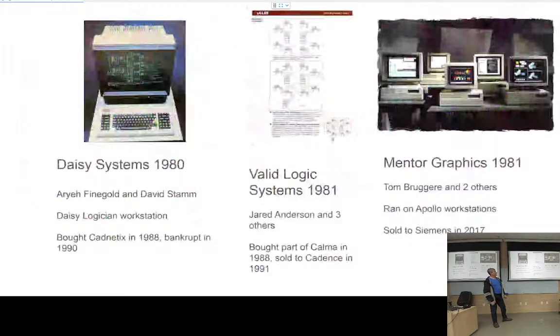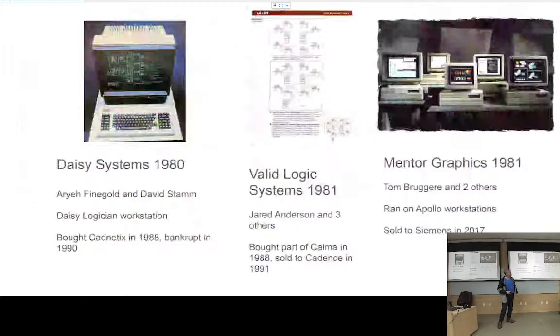Okay, so new companies came out to exploit this new way of designing chips, with Conway. The first two actually designed their own workstations, just like the Calma and the other ones, because you didn't have a computer that would run any of this software. So you'd buy this system. Here's a Daisy Logician workstation, for example.